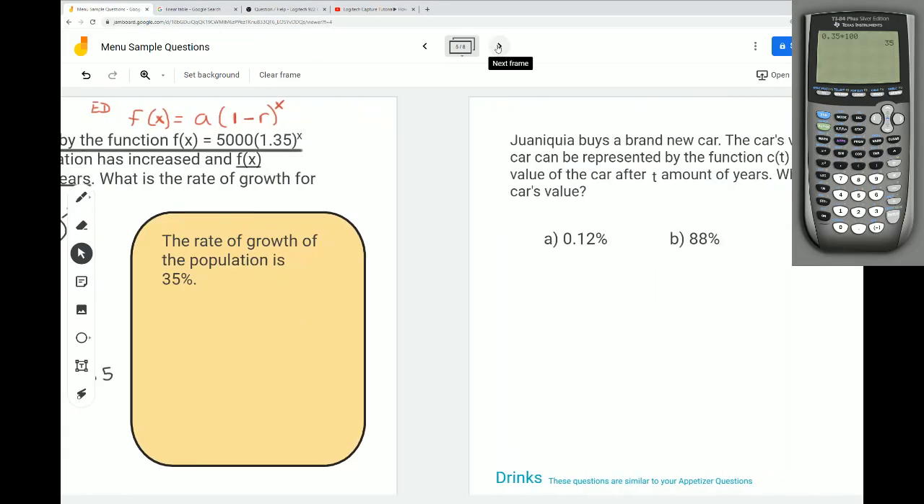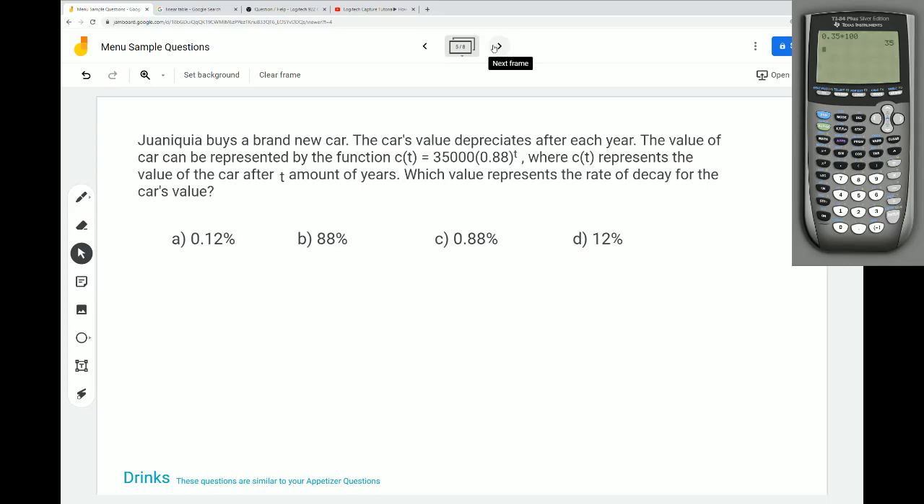We're going to move on to an exponential decay problem. Juanico buys a brand new car. The car's value depreciates after each year. The value of the car can be represented by the function c of t is equal to 35,000 times 0.88 to the t, where c of t represents the value of the car after t amount of years. Which value represents the rate of decay for the car's value?